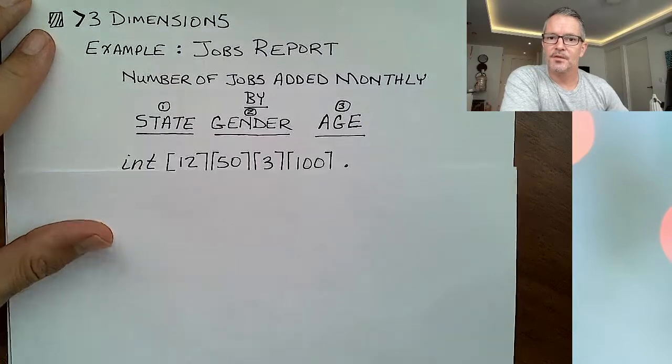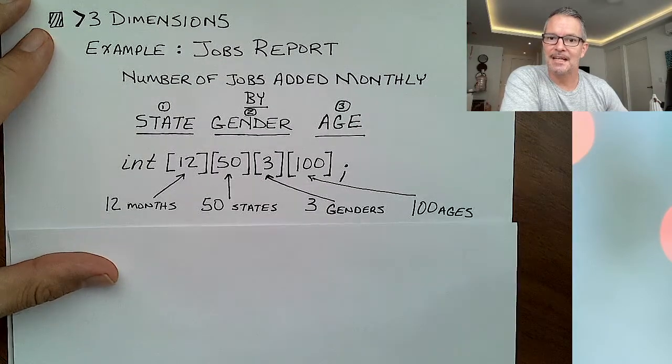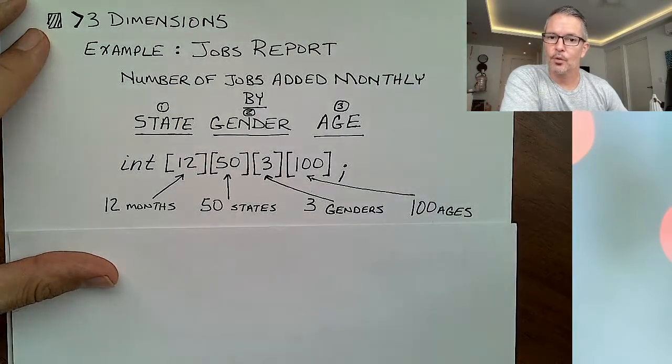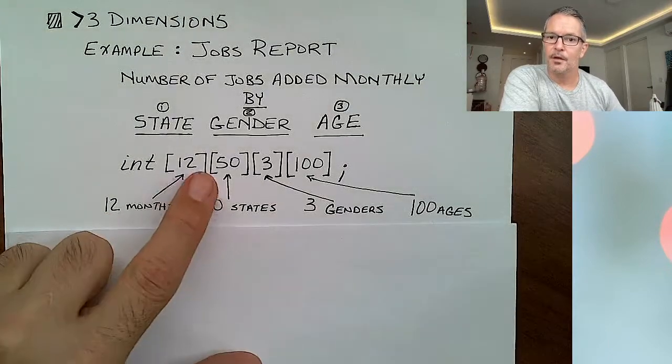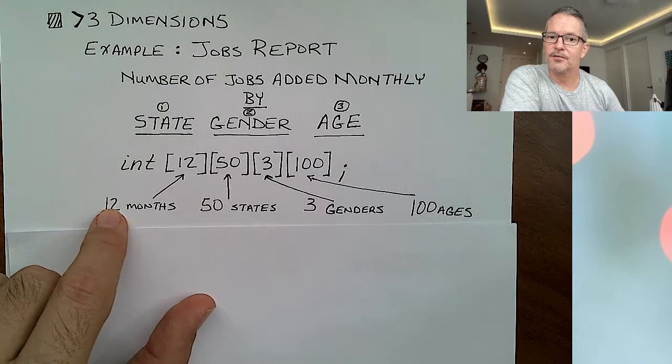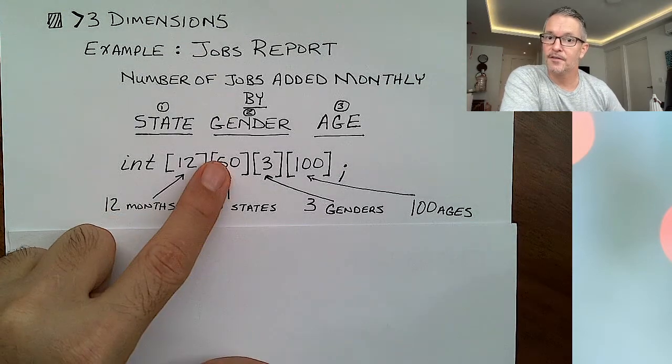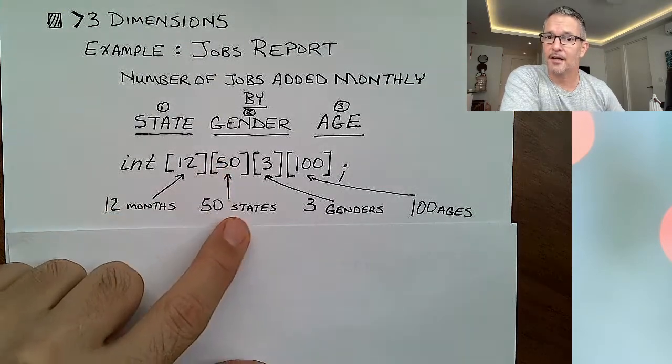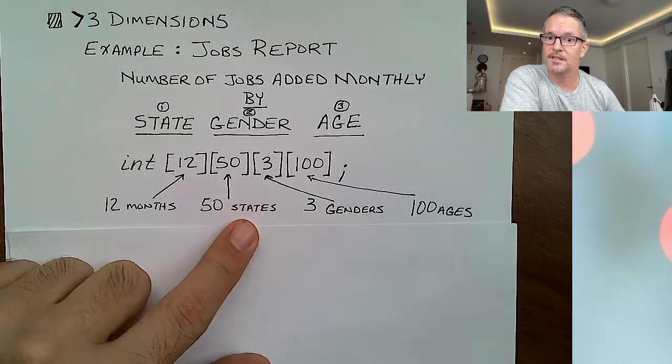So in this sense, we might be able to represent the data using a 4-dimensional array, where I would say, okay, there are 12 months in the year, so I have 1 dimension for the month of the year. There are 50 states, so I have a dimension of 50 elements to pick the state.